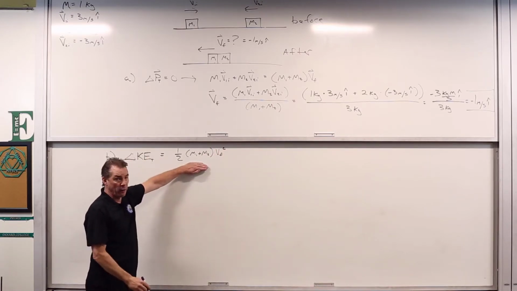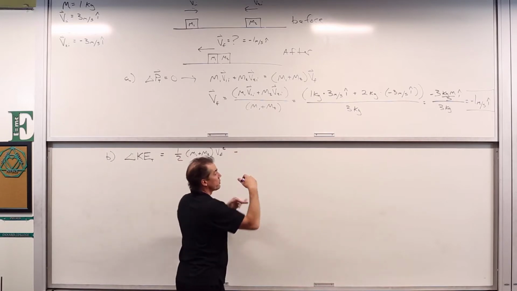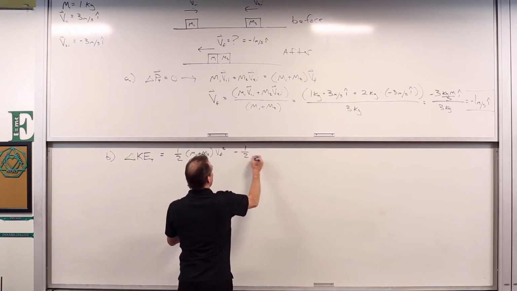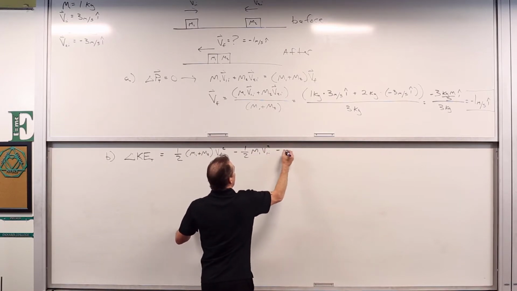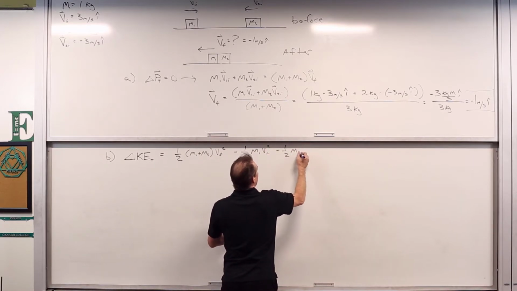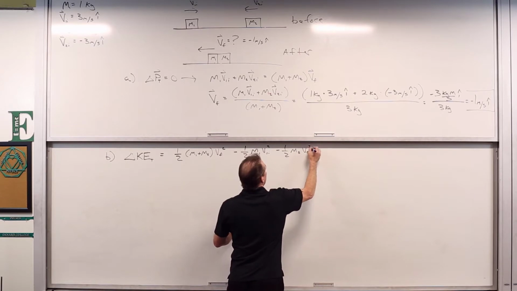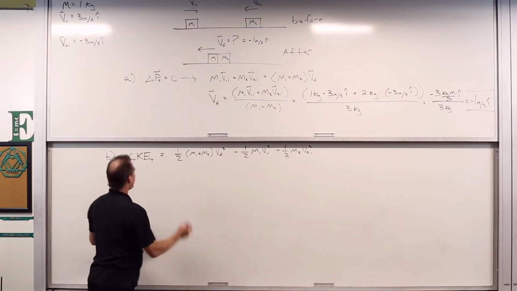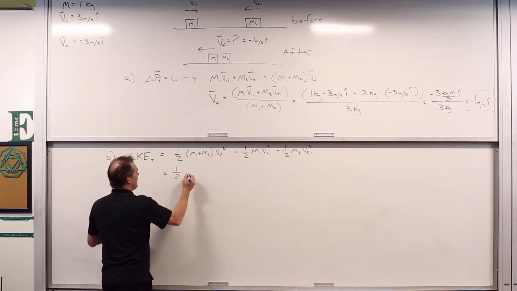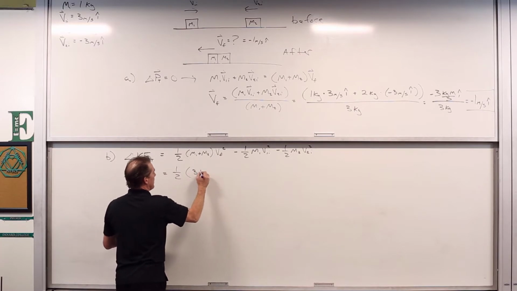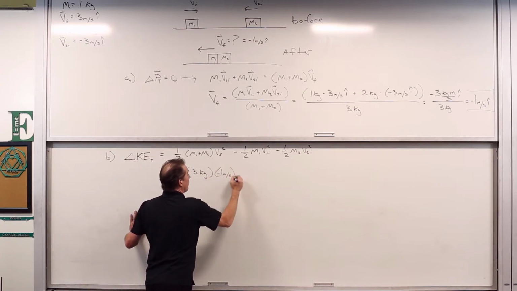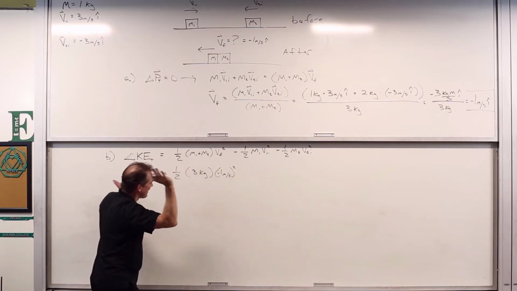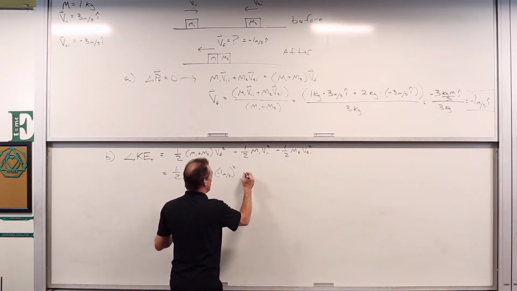That's the total final kinetic energy minus the total initial kinetic energy, which is going to be 1/2 M1 V1 initial squared minus 1/2 M2 V2 initial squared. So we can put in all these quantities, right? That's 1/2 times 3 kilograms times negative 1 meter per second quantity squared. The negative sign doesn't really matter because we're squaring it.